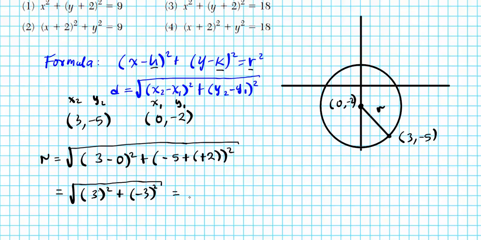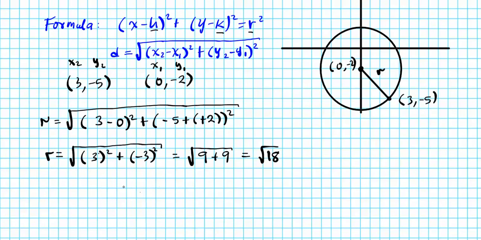Proceeding, we're going to have the square root of 3 squared, which is 9, plus -3 squared is positive 9 because minus times minus is plus. So we have r is equal to the square root of 18. Okay, let's leave it like this because we're going to be squaring it anyway. So we have everything that we need.